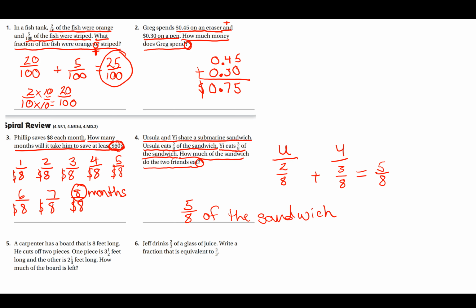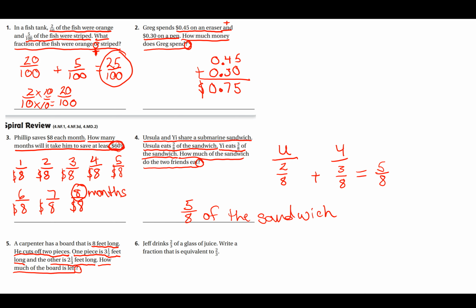Okay. Number 5, a carpenter has a board that is 8 feet long. He cuts off 2 pieces. One piece is 3.5 feet long, and the other is 2 1/3 feet long. How much of the board is left?